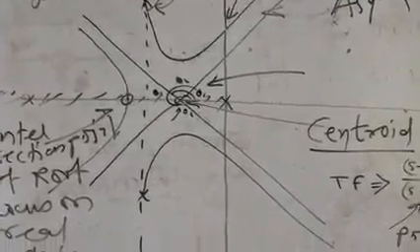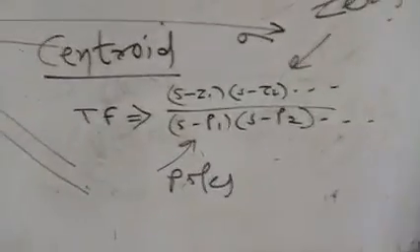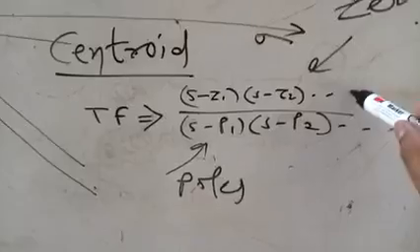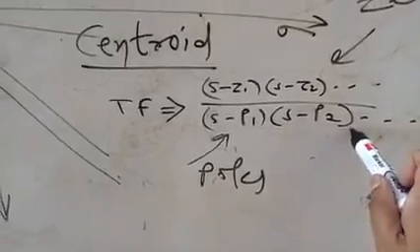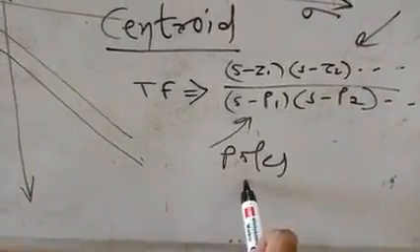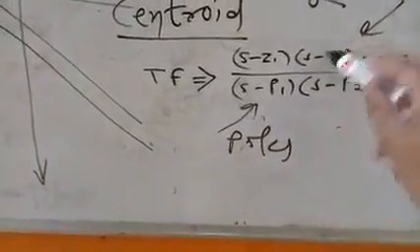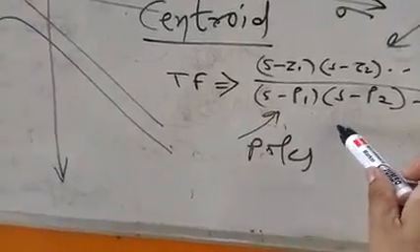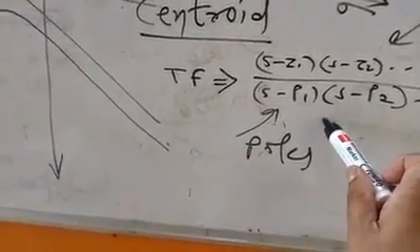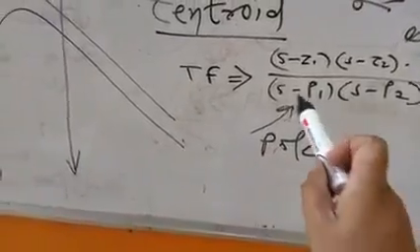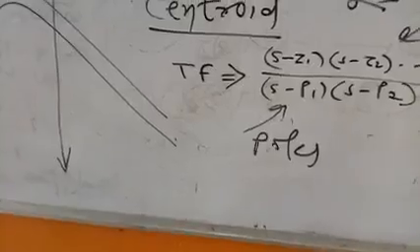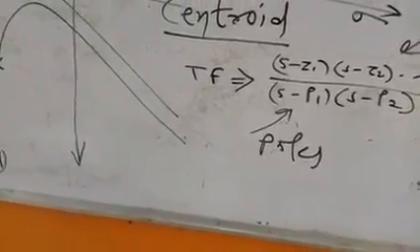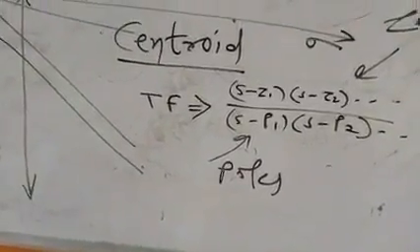Now concentrate on the transfer function. This part is the numerator, this is the denominator. The denominator is related to the poles, the numerator is related to the zeros. So in the first case, we determine the open loop poles, s equals p1, s equals p2, and so on, and the number of zeros which is mentioned in the question.